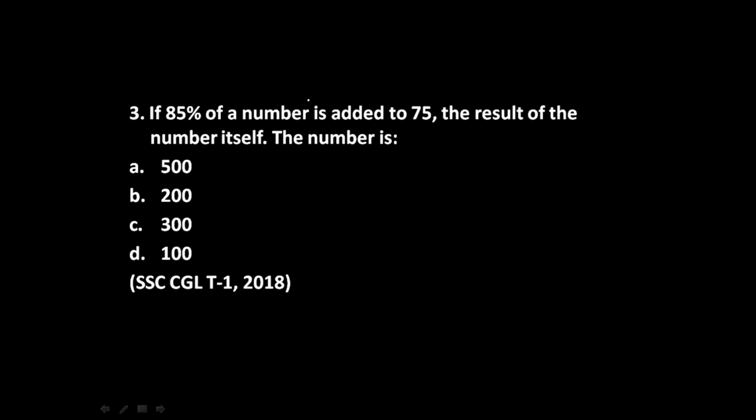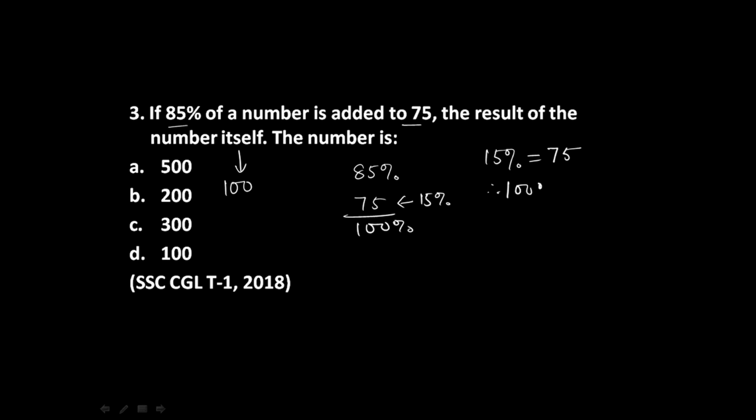Look at this. If 85% of a number is added to 75, the result is the number itself. The number is? So solve it. What it says is that 85% of the number is added to 75. So if the total number itself is 100, then 85% is given and we have to add 75 to get the 100% number. So this must be 15%, right? So in the question it says that 15% is equal to 75, right? So what will be the 100%?